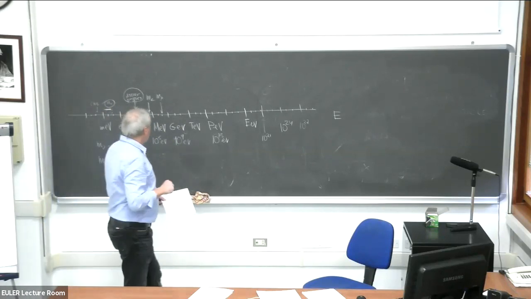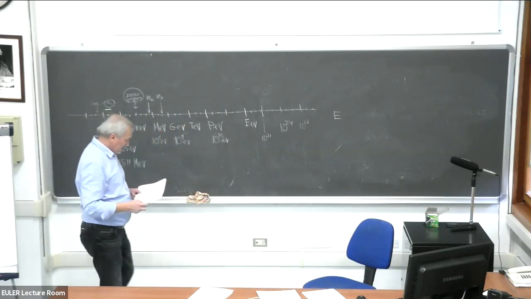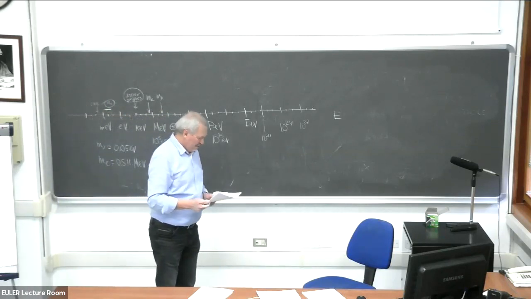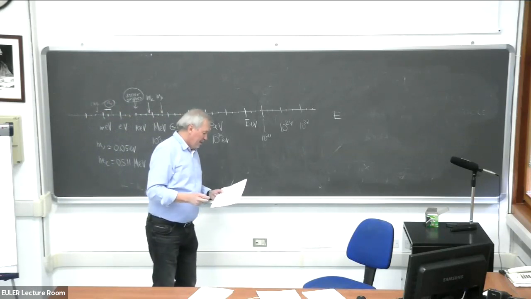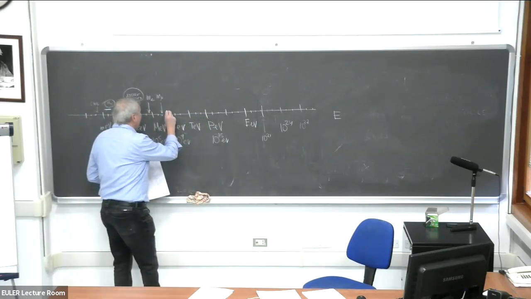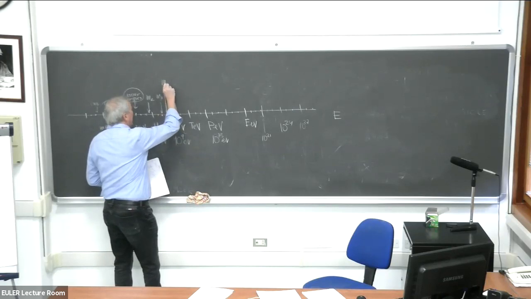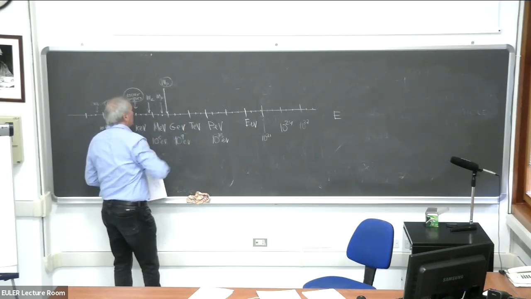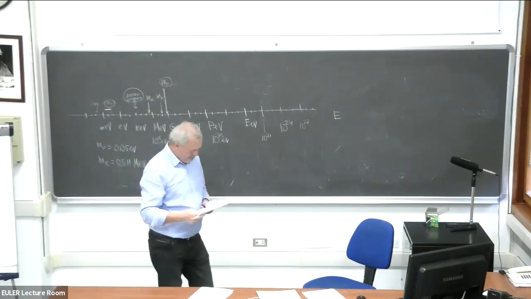Now, what is the mass of the proton? Who remembers? The mass of the proton is somewhere here. Remember, these are orders of magnitude. It's kind of not a joke. So here is the mass of the proton. Don't forget that the proton is heavier than the muon, and of course heavier than the electron, right?